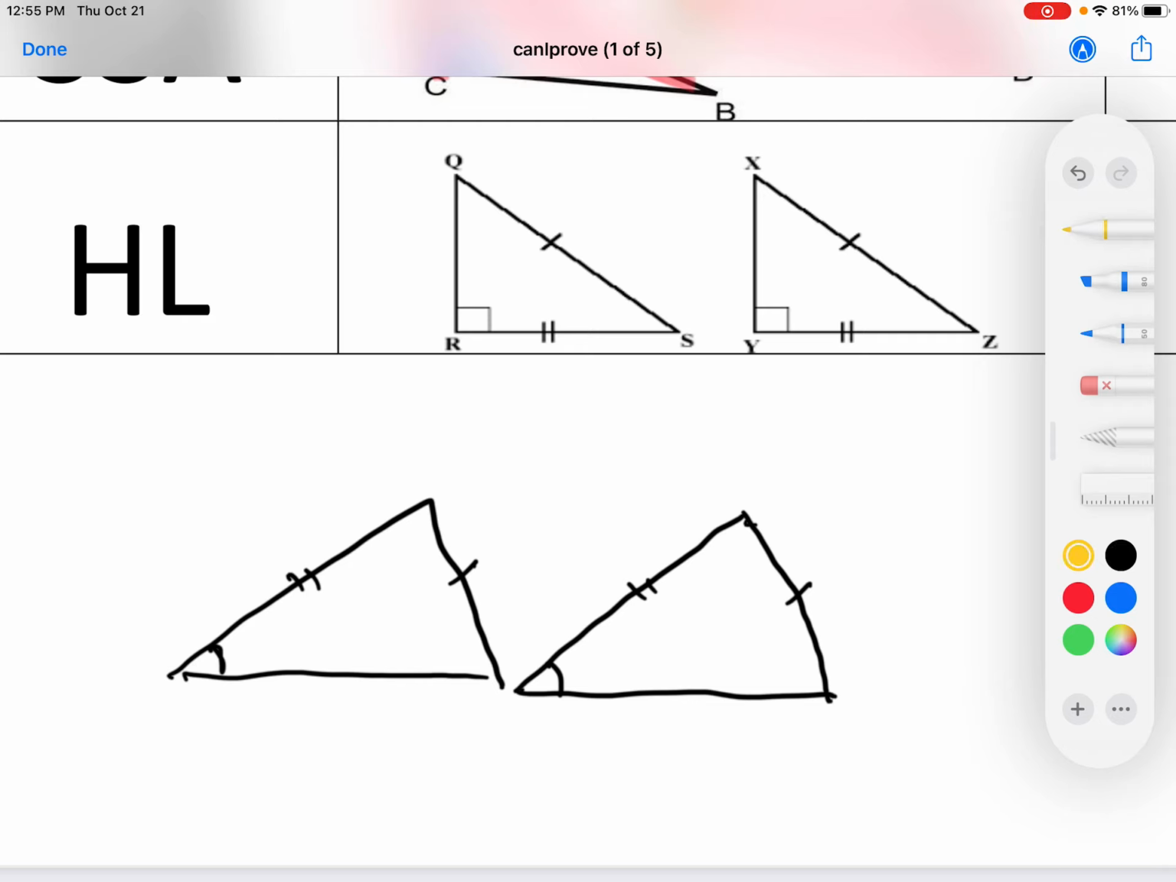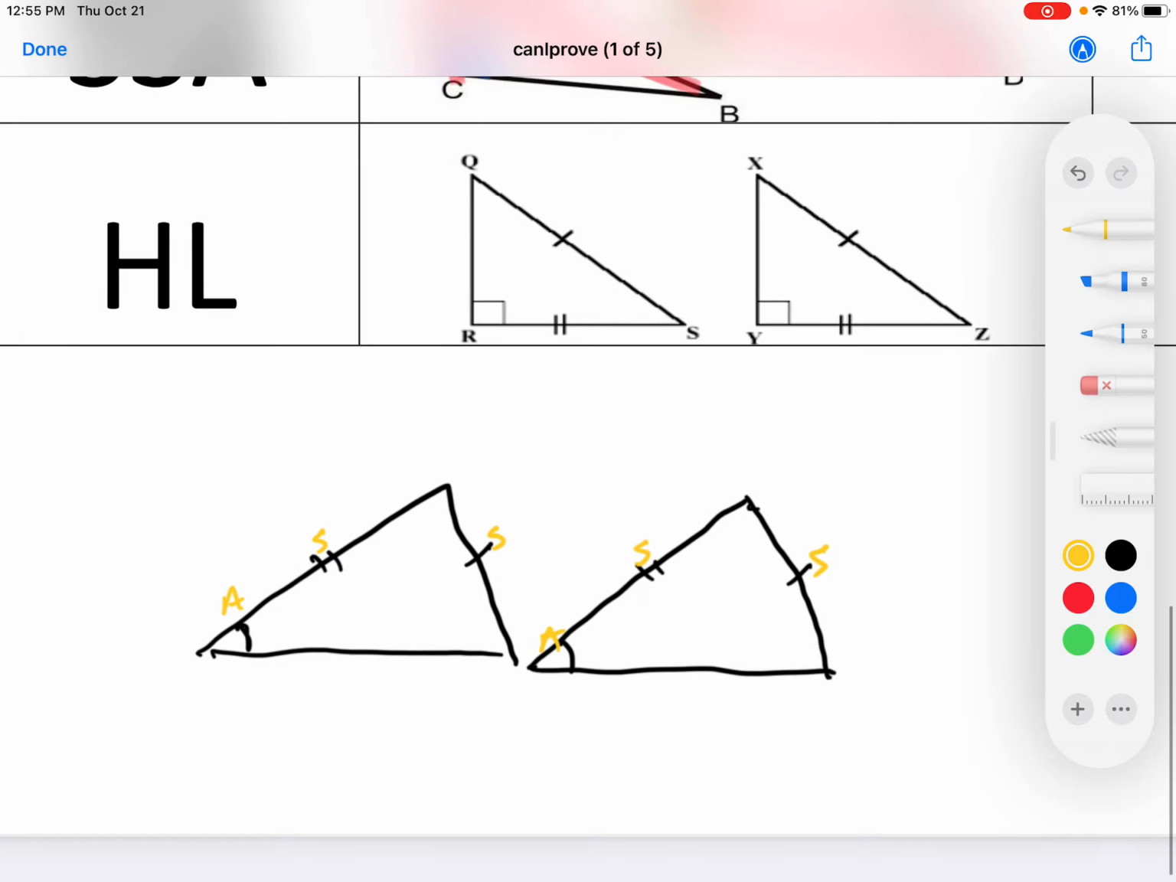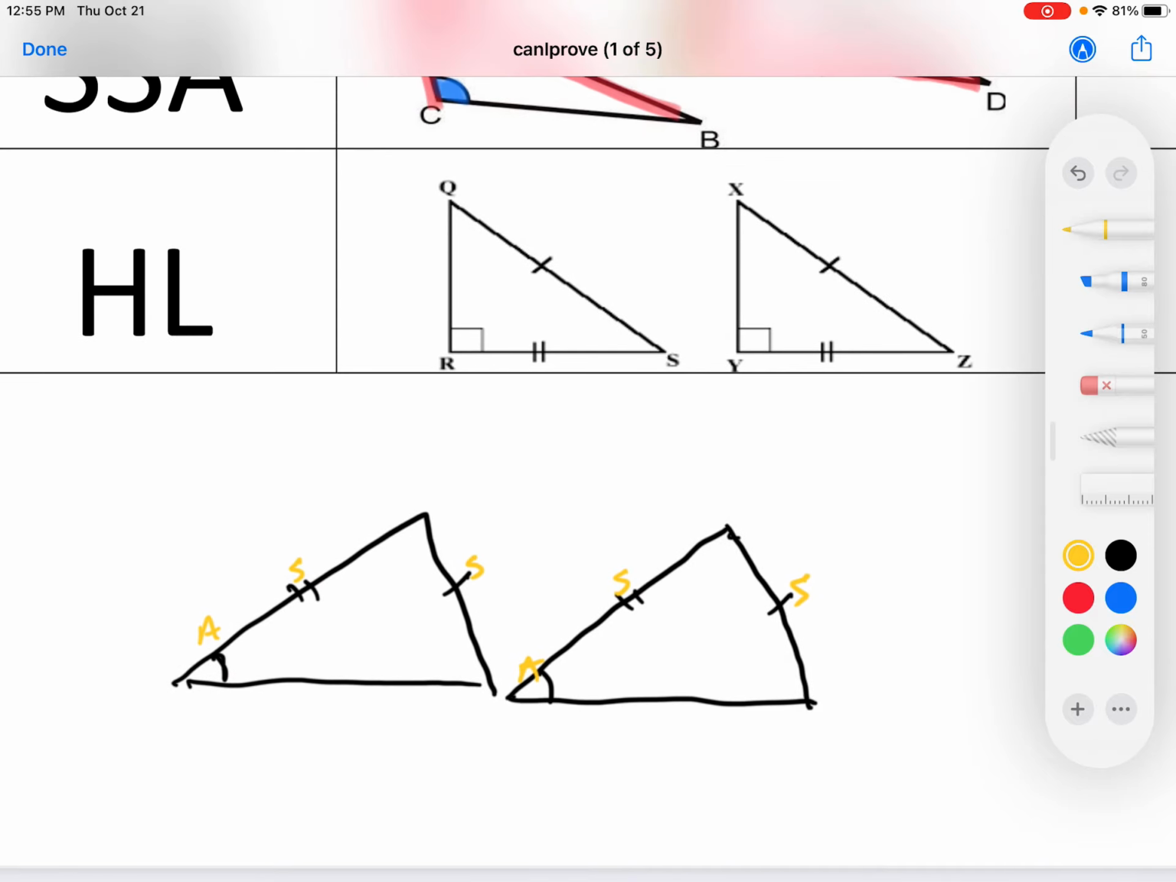We've got a side, and an angle that are congruent for both of them. A side, and an angle. I want to draw y'all another triangle right here. Okay? I want to draw y'all another triangle that looks a little bit different, but it's mostly the same.